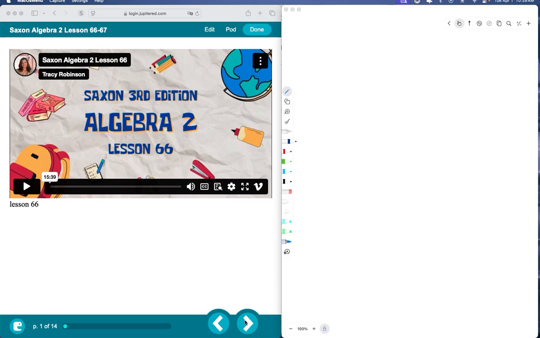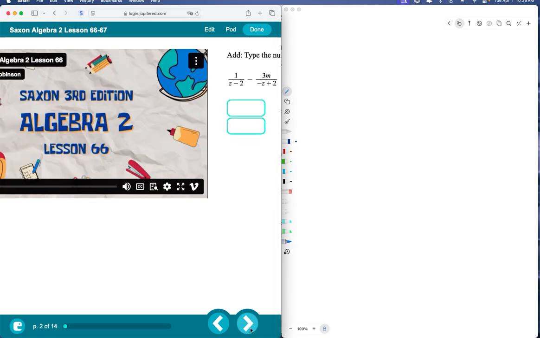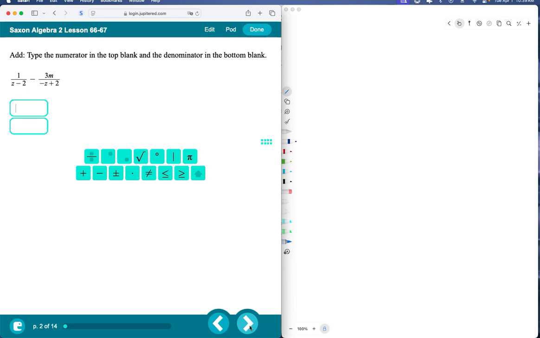So let's look at the first problem here. We're going to type the numerator in the top blank and the denominator in the bottom blank. But first we're going to get this problem over here. So we've got 1 over z minus 2 minus 3m over negative z plus 2.